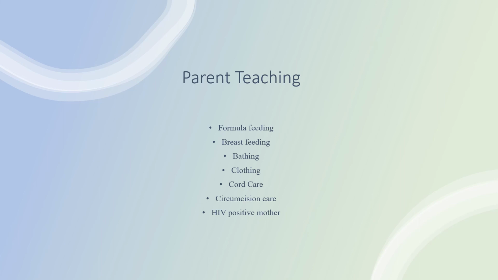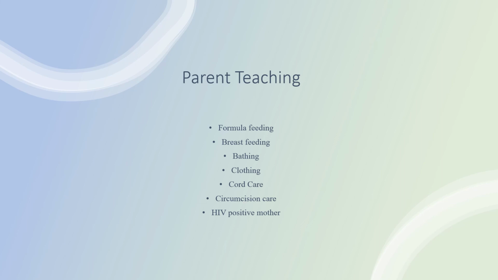Cord care, they want to keep the cord clean and dry. Use alcohol to clean it if the cord becomes soiled. You want to make sure the diaper doesn't cover the cord. You want to fold the diaper down below it. Monitor the cord for any odor, edema, or discharge. You need to sponge bathe the baby until the cord falls off, which takes about 7 to 10 days.